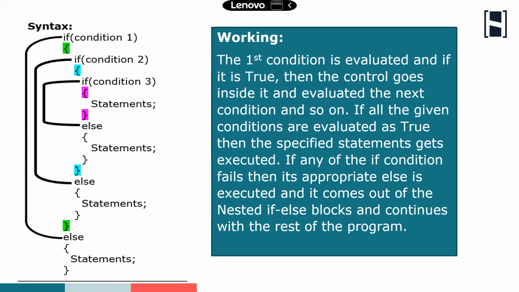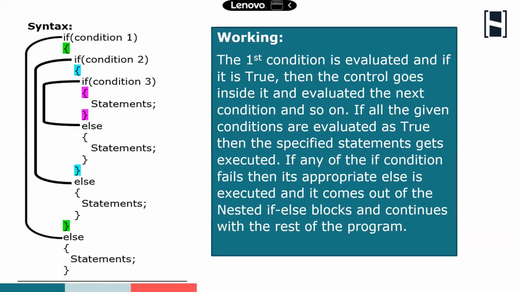Right. So understand again how I have given the first condition, inside it the second condition, inside it the third condition. I said you can go up to n levels. I have just stopped with 3, but as I said, there are no restrictions on it. Okay, now let us try to understand this with an example program.